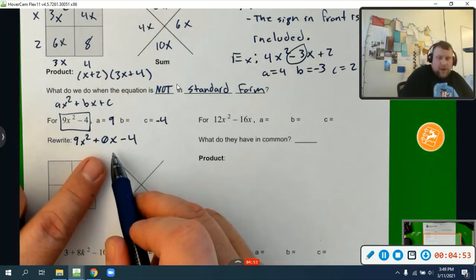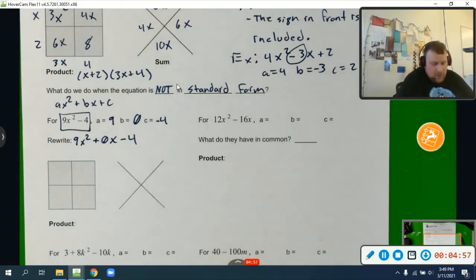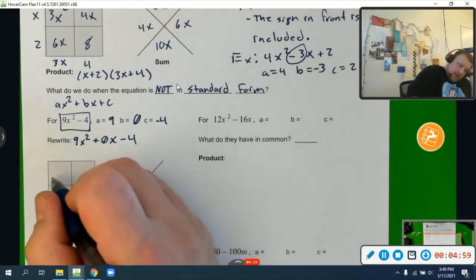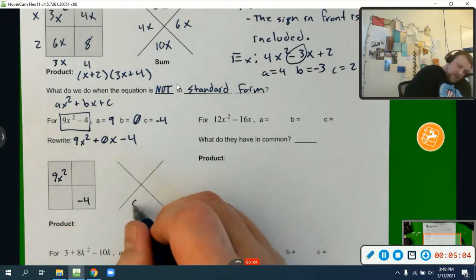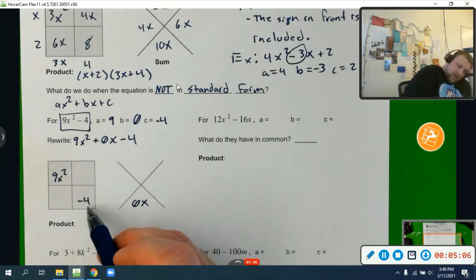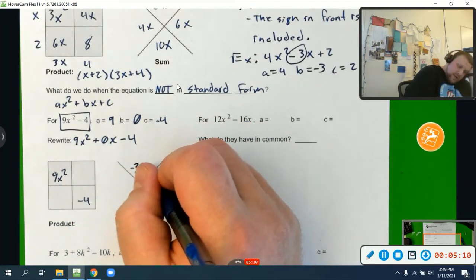See how we have no x terms? We're going to write 0x, which tells us that our b value is 0. And now I can even solve this. I'm going to have 9x squared, negative 4, 0x. Don't freak out about that. Negative 4 times 9x squared is going to get me negative 36x squared.